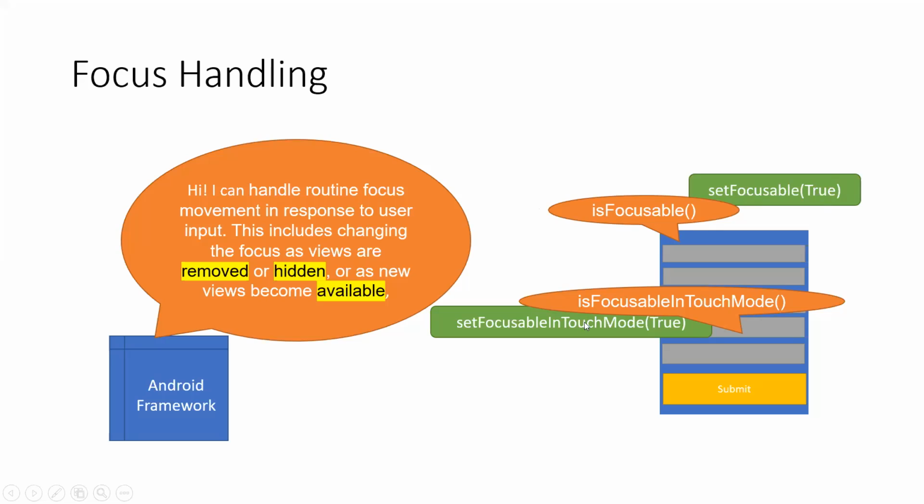Let's say there are two modes in which an activity can function: one is touch mode, the other is non-touch mode. In touch mode, you expect a user to touch the controls. You can ensure that a control is focusable in touch mode by calling setFocusableInTouchMode and passing true. You can check later whether that control is focusable in touch mode or not by calling isFocusableInTouchMode.